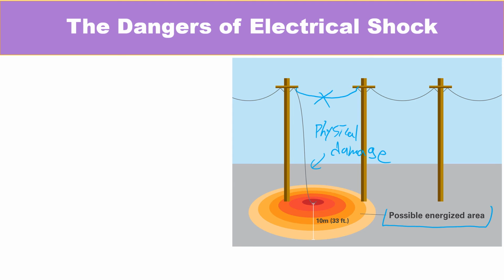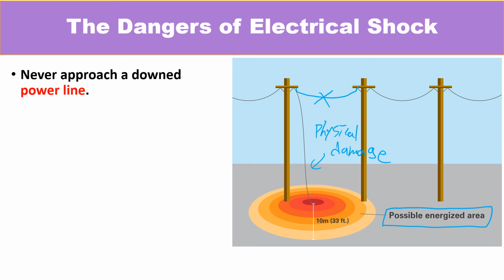This area, we call it the energized area. It's going to damage you, it's going to shock you. It gets especially worse if we have rain, because water is a good conductor. About 10 meters around, you should not go anywhere nearby. So my advice is never approach a downed power line at all. Don't even go close by.